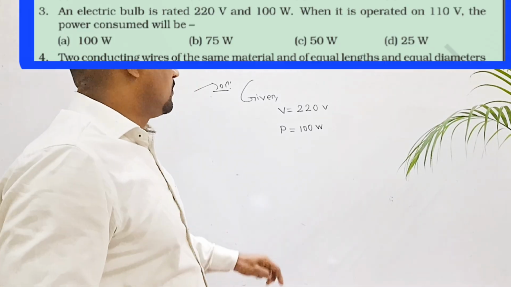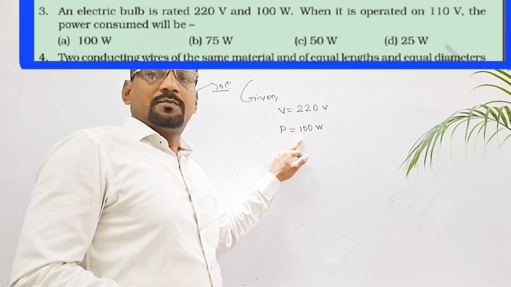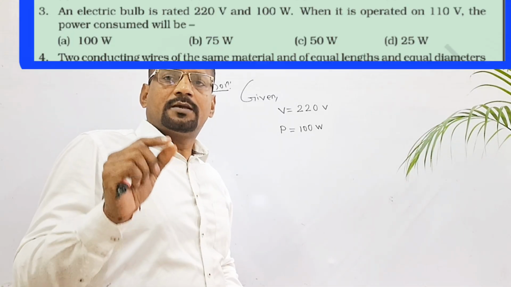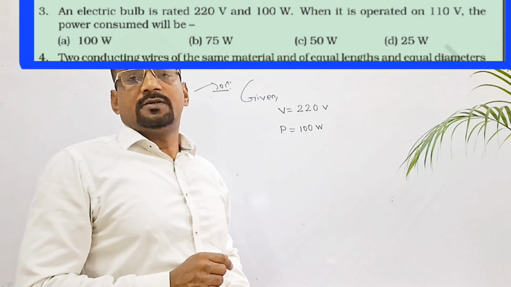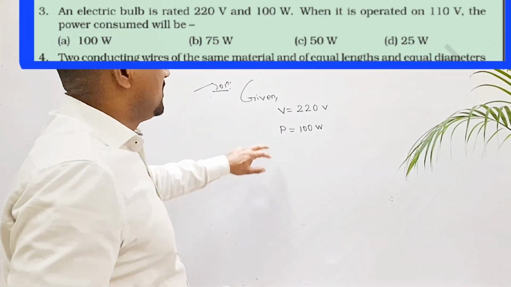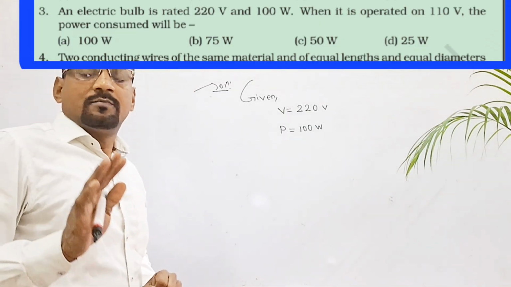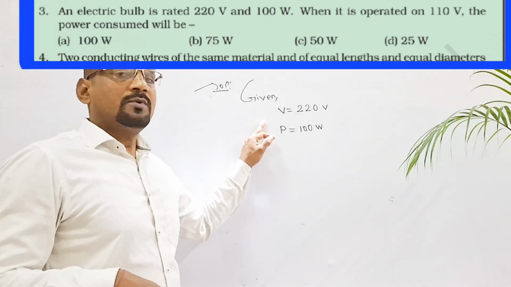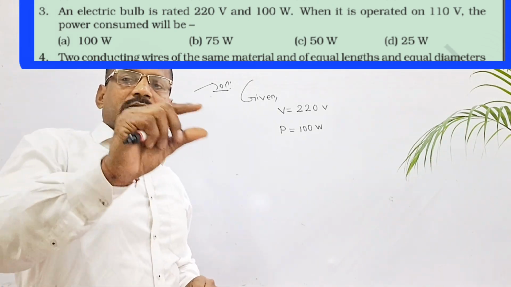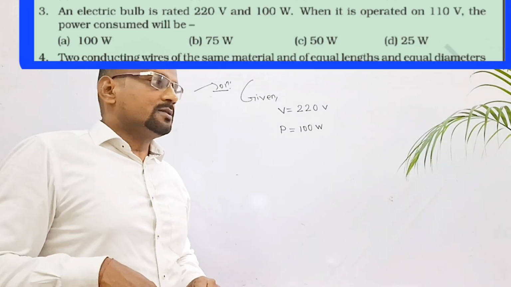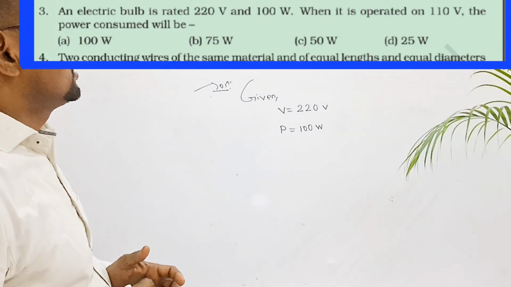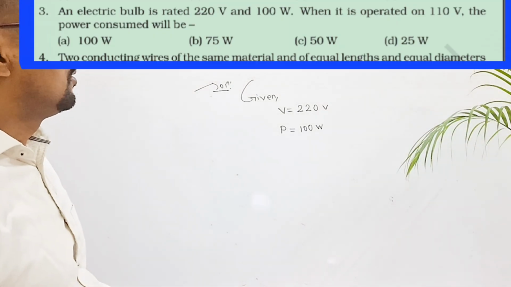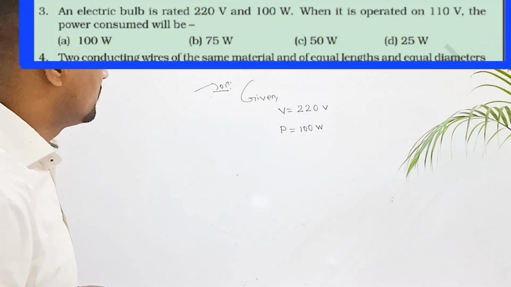So this is called rating of the bulb. This rating of the bulb, from here you can calculate the resistance of the filament. So from here easily we can calculate the resistance, because resistance is equal to V square by P. That is, by that formula, V square by P, we can calculate resistance of the bulb. Next, it is asked if it is connected to a 110 volt source, then what is the power consumed? You have to find out.